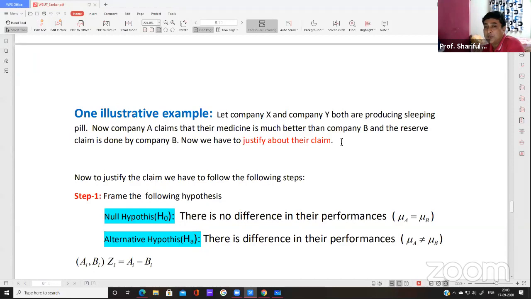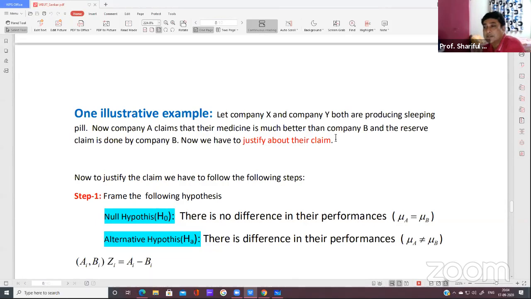In that case, to justify this kind of problem, first we have to make a hypothesis. So what is a hypothesis? A hypothesis is nothing but a kind of statement. So what kind of statement can we frame here? Obviously we can frame: no, there is no difference between them. This is one kind of statement. What is the alternative statement? Yes, there is a difference in performance between the sleeping pills of these two companies. This is the alternative hypothesis.